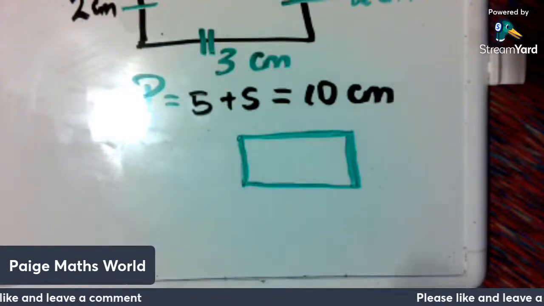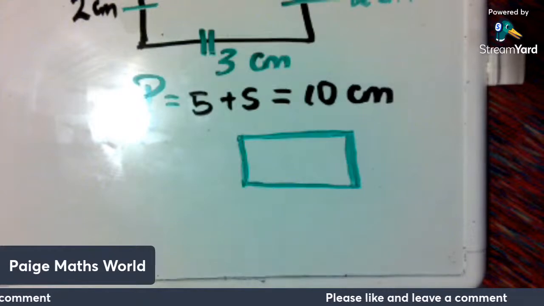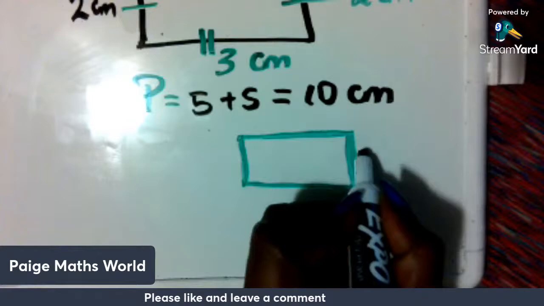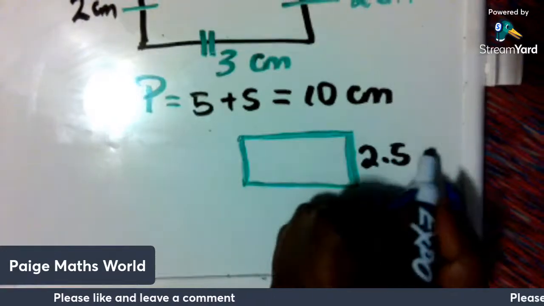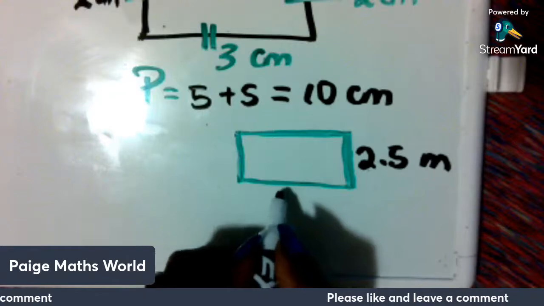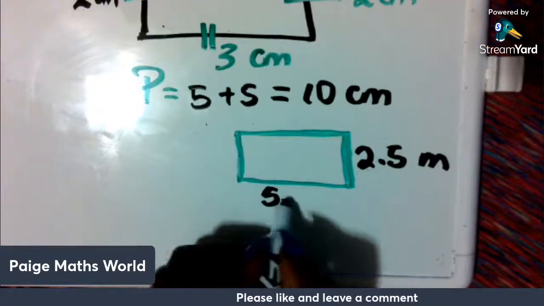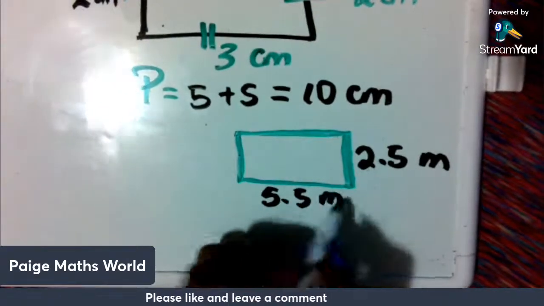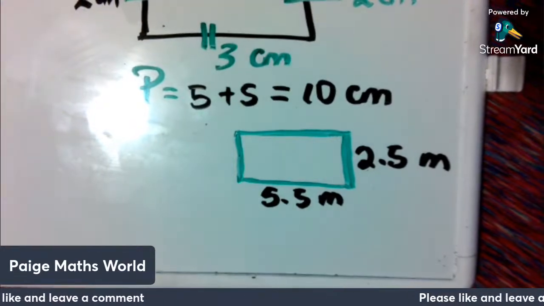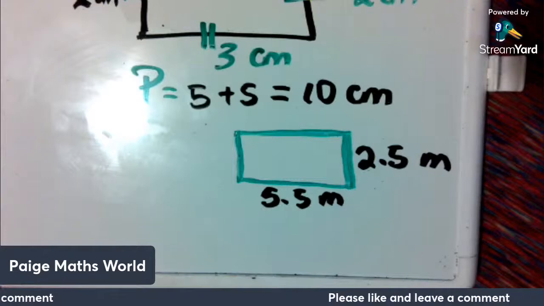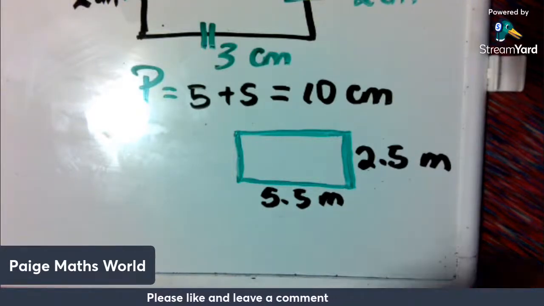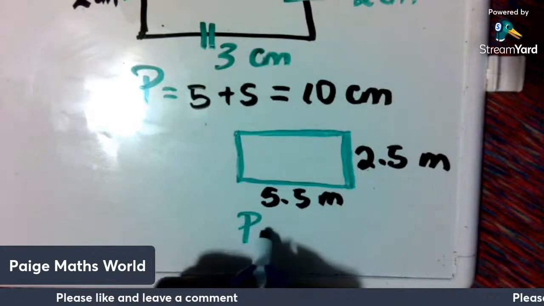All right, so we have this rectangle, sorry, and we're given one side to be 2.5 meters, and here is 5.5 meters. I like to put decimals in there because you're not going to get a walkover on an exam. So I need you to find the perimeter of this rectangle for me. Everybody, please find the perimeter of this rectangle.